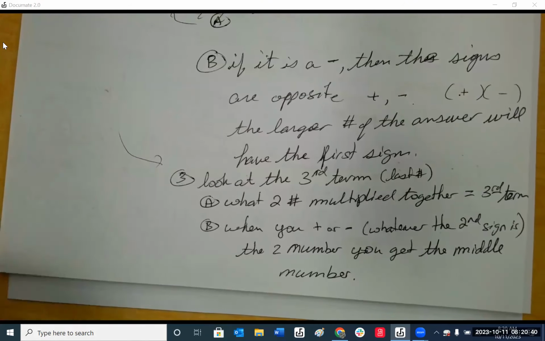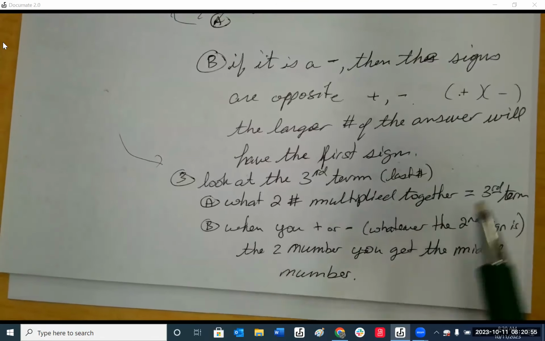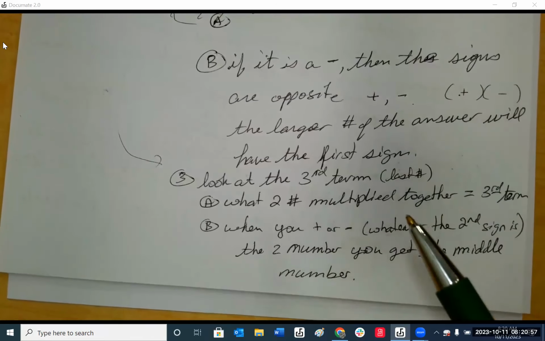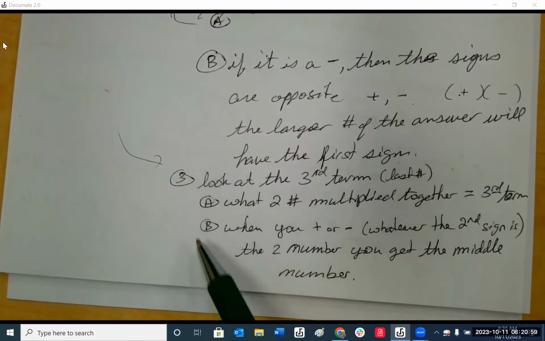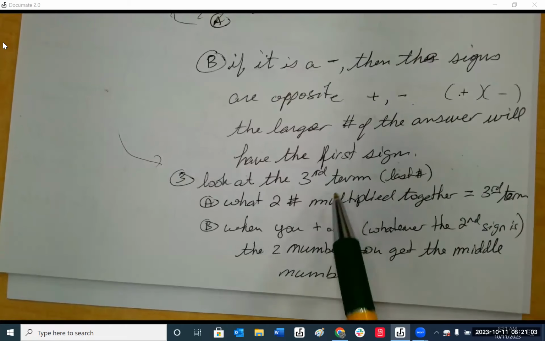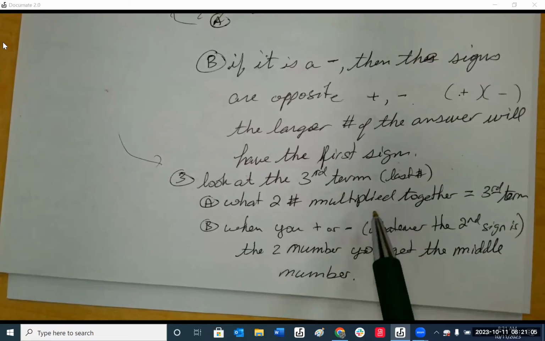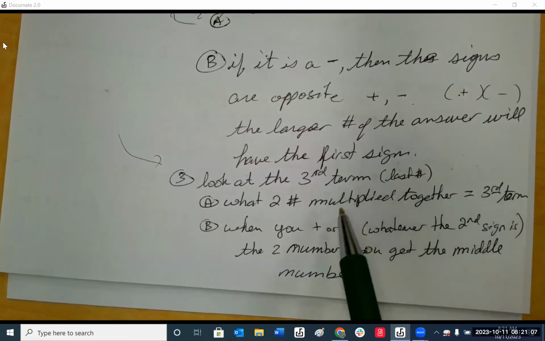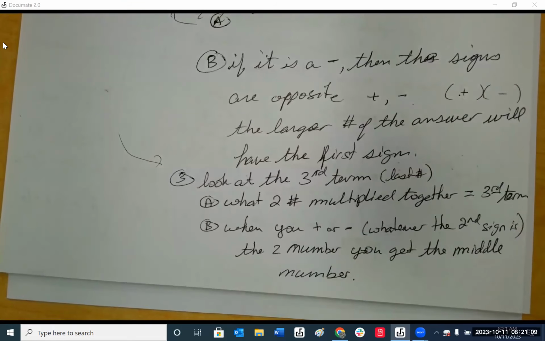So after we look at the first one, we look at what makes up the first term. x times x is x squared. Then we look at the second sign. If the second sign's a plus, that means both signs are the same. They're whatever the first sign is. If they're minus, then they're opposites. One's a plus, one's a minus. And the bigger number of this last part gets the first sign. The last term, what two numbers multiply give us that third term? When we add or subtract them, we get the middle term.